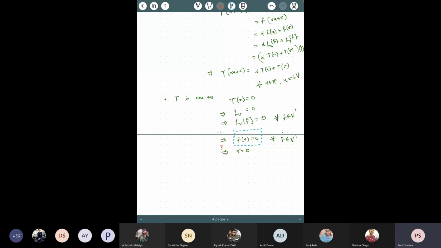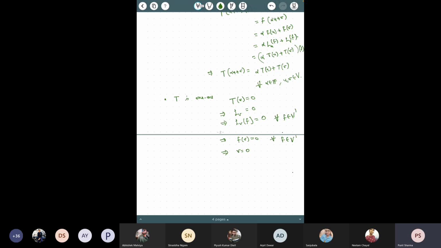So what I'm saying is that this is equal to 0. Why? Because you just choose coordinate functions. So you convince yourself that this is true. Why is this true?